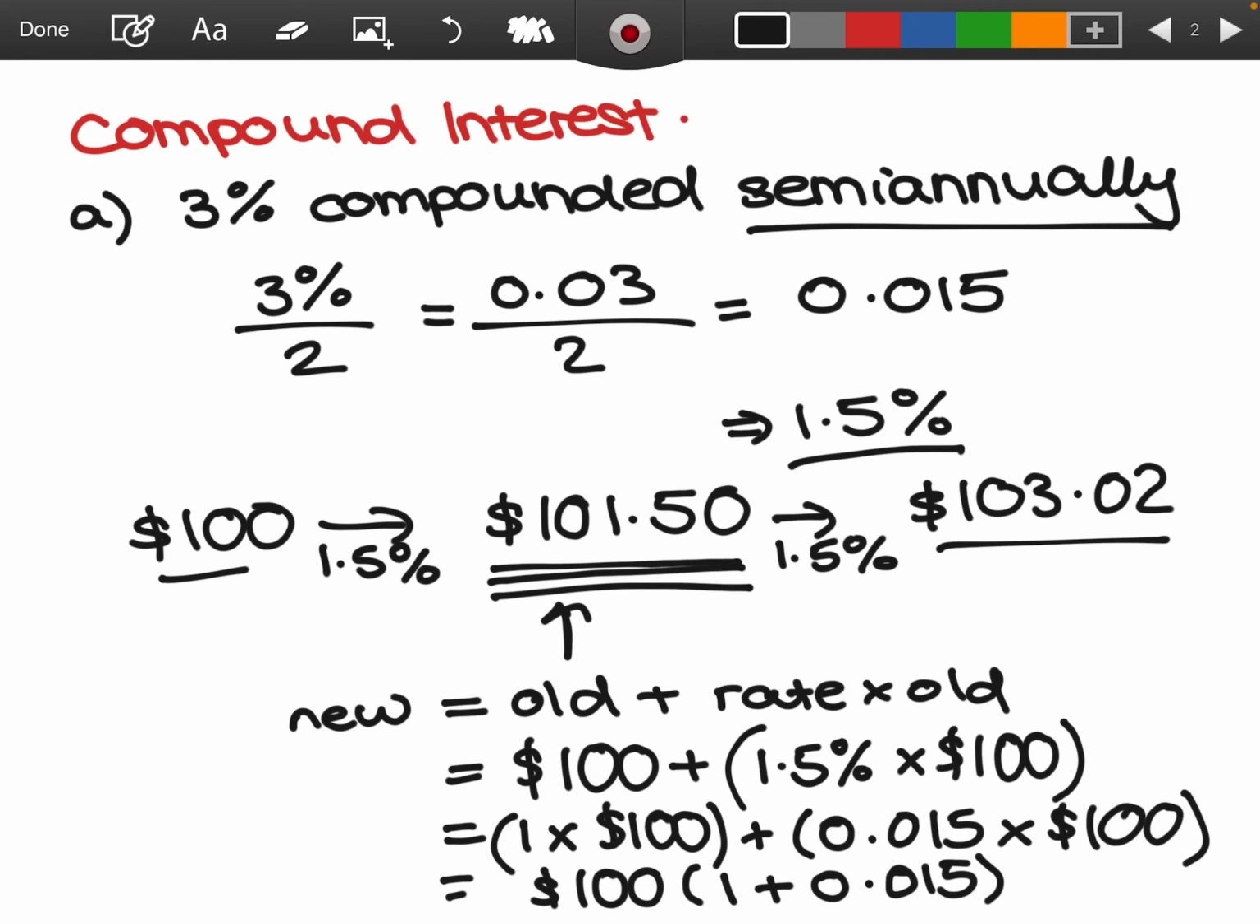That $101.50. To get my next value, this 103.02, I took my previous value, 101.5, and I multiplied that by 1 plus 0.015. It's the exact same calculation, except my old value is now the previous value of 101.5. Instead of taking my very first value, I have taken the previous one to the one that I'm looking at, and I've replaced that $100 with 101.5.